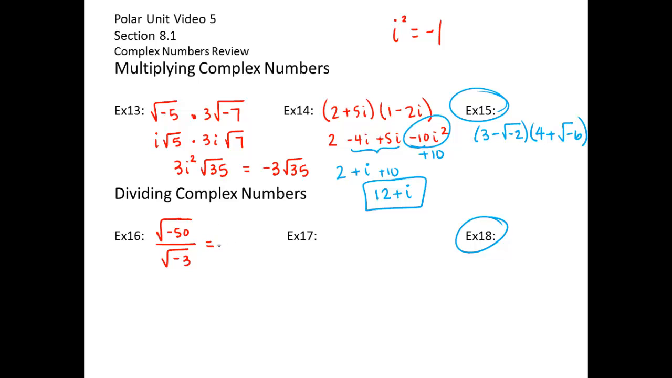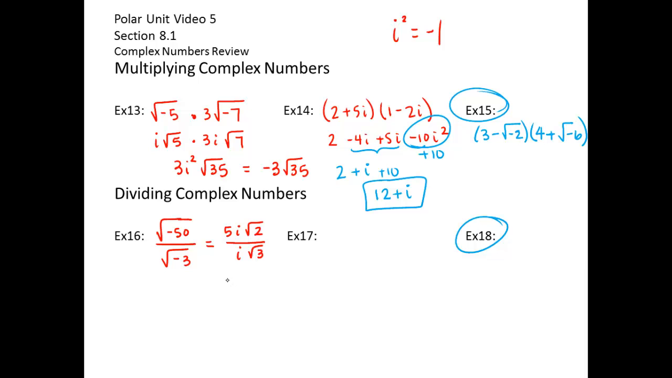The first thing I'm going to do is remove and simplify as much as I can. I can simplify the square root of negative 50 to be 5i square root of 2. And in the denominator, I've got i times the square root of 3. My imaginary numbers here do cancel out because I have an i in the top and an i in the bottom, but I do have to rationalize this.